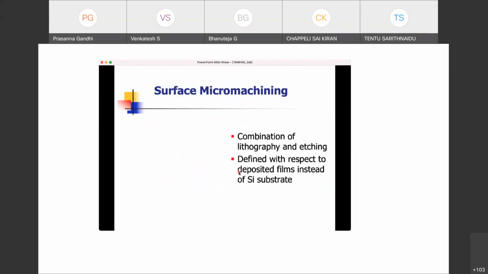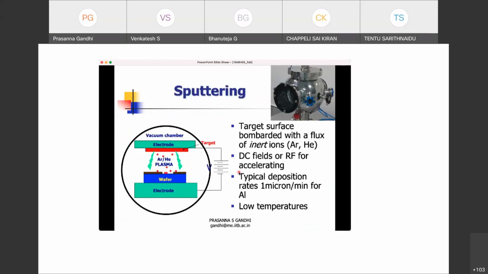Then let's talk about some combination of these processes. Before that, we'll look at sputtering. This is a chamber in which sputtering can happen. The vacuum is created, and then you create a plasma. Instead of a wafer, you now have another material on the target.